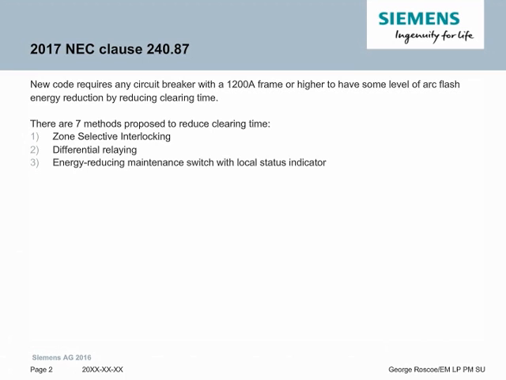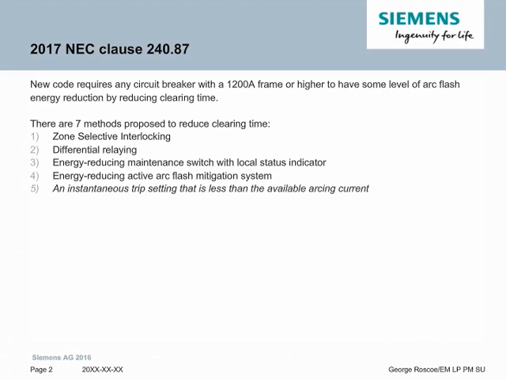The next is energy reducing maintenance switch with local status indicator. This is an alternate set of trip parameters or an alternate instantaneous level that when switched on is activated inside the breaker. In Siemens we call this DAS or dynamic arc sentry. The fourth is an active arc flash mitigation system. Think of this as an arc flash relay or some type of crowbarring system that will actually create a voltage fault to put out the arcing fault.